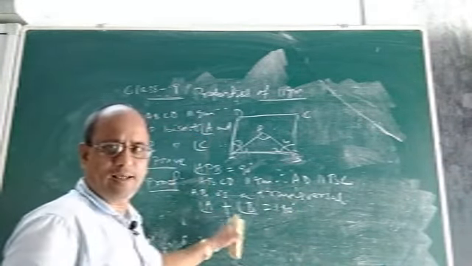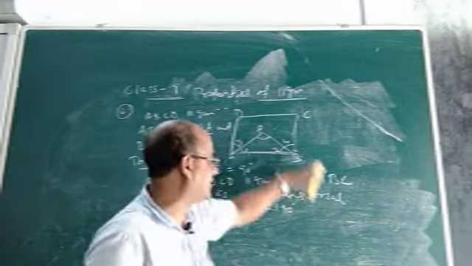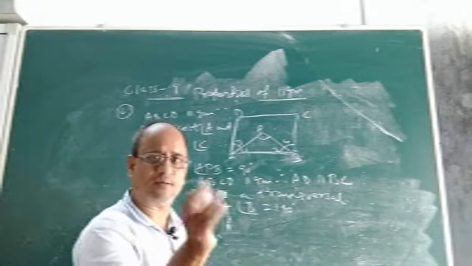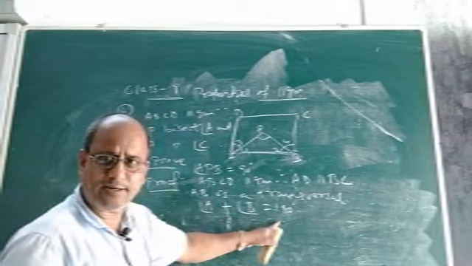Okay, so angle A plus angle B will be 180 degrees because ABCD is a parallelogram, AD and BC are parallel and AB is the transversal. Angle A and B form a pair of co-interior angles lying on the same side of the transversal, and hence their sum must be 180 degrees, or they are supplementary. Okay, so A plus B is 180 degrees.